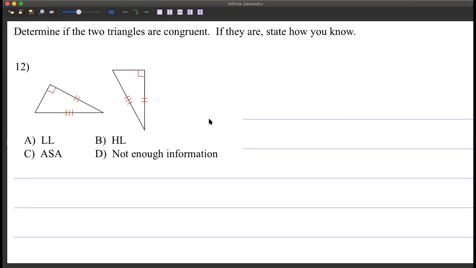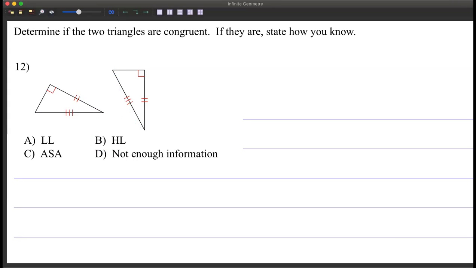Yes. So this time I do have right triangles. So hypotenuse leg is at least in the running, right? So I'm looking, and do I have the hypotenuses marked the same? Yep, right here. Both hypotenuses are marked the same. And then I just check, are one of the legs marked the same? Yep. So that is hypotenuse leg.